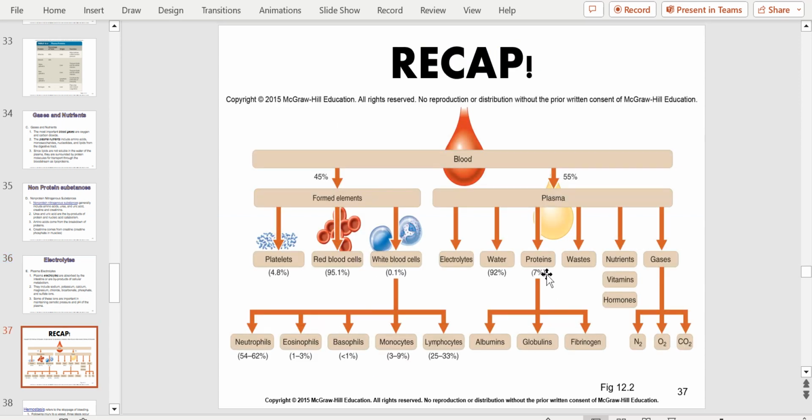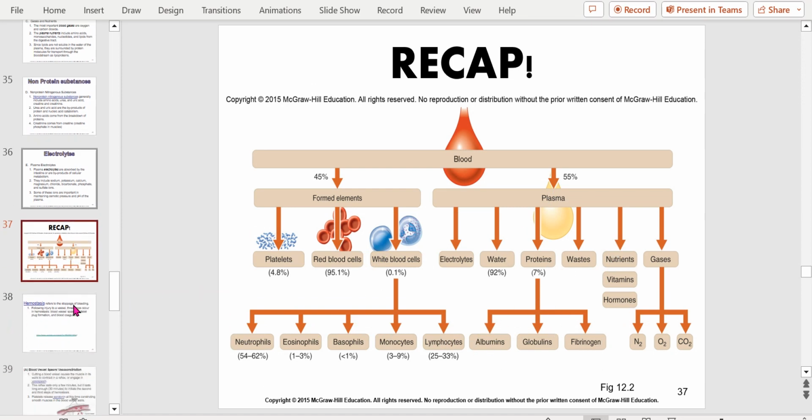Just a little recap here of where we have been. There's your formed elements. We've chatted about all of these right there. There's your proteins. We're good to go.